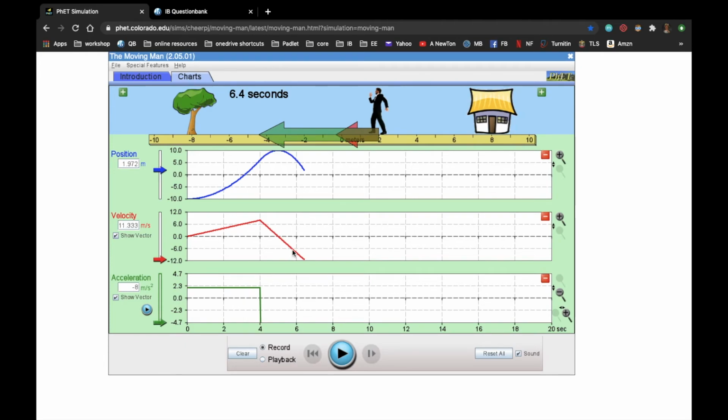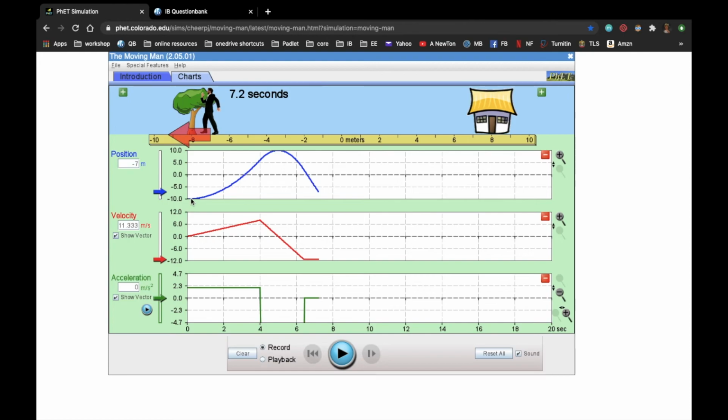Now I want him to move at constant velocity at that point. I want him to continue moving backward, but I'm going to change his acceleration to zero and let him run. You see? He's still going back, but now with zero acceleration. So his velocity is not changing, but it is still a negative velocity, and his position time graph went back to being a straight line.